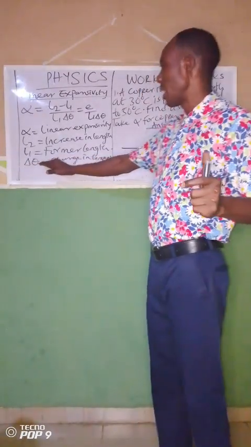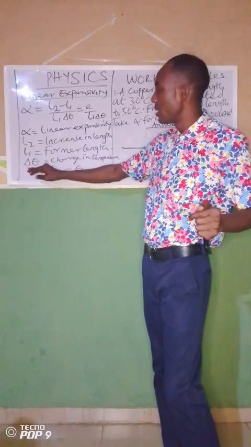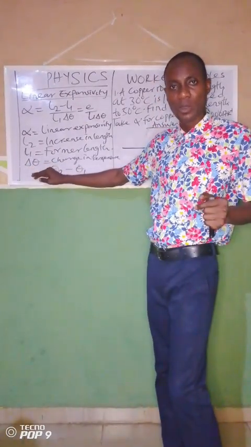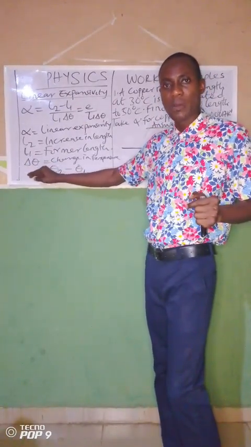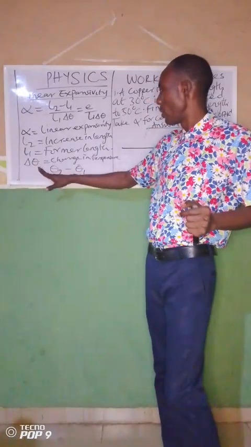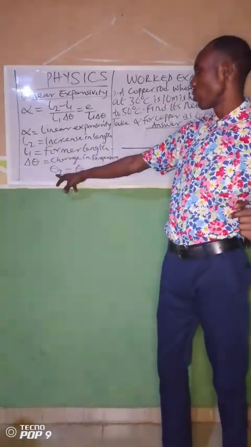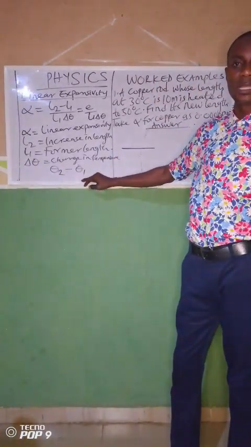We have delta theta, that is change in temperature. This theta stands for temperature. You can call it T1, temperature 1, and temperature 2. That is what we call change in temperature: temperature 2 minus temperature 1.